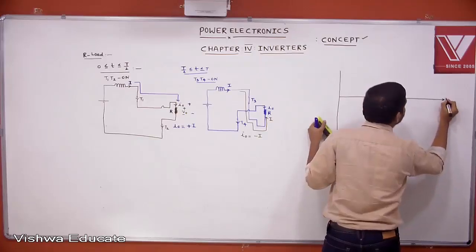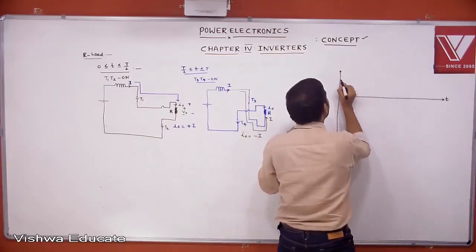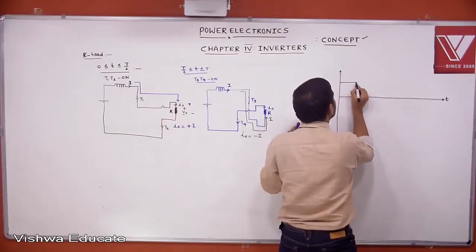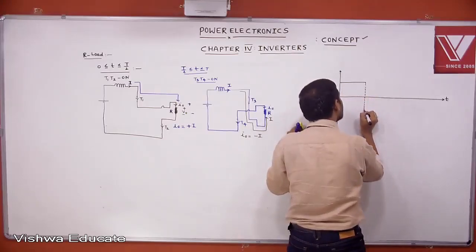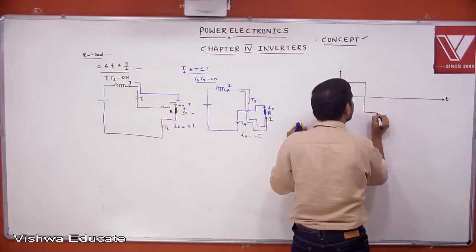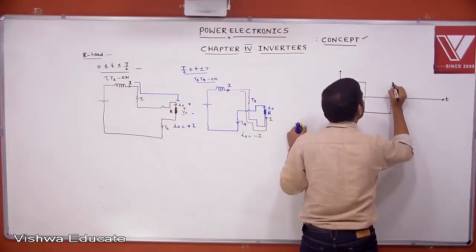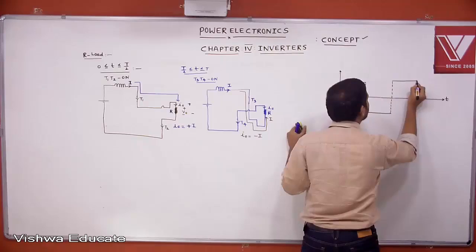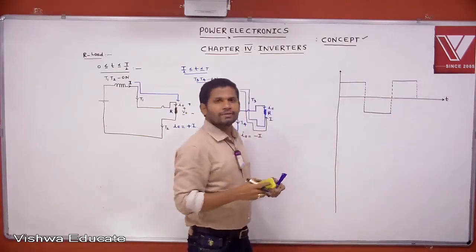This is T. From 0 to T by 2, we are getting plus I. From T by 2 to T, we are getting minus I. Again from T to 3T by 2, we are getting plus I. Like this we are getting the square waveform.